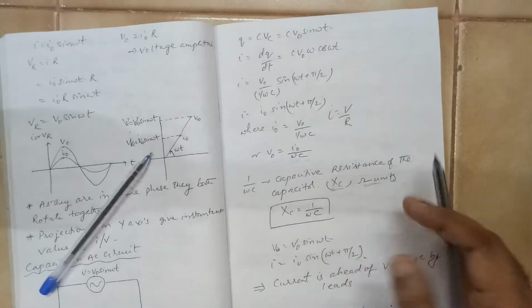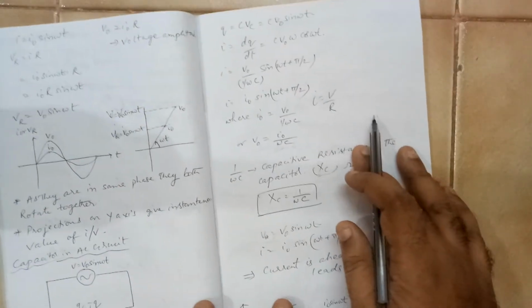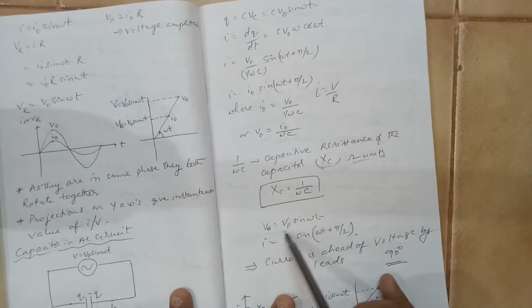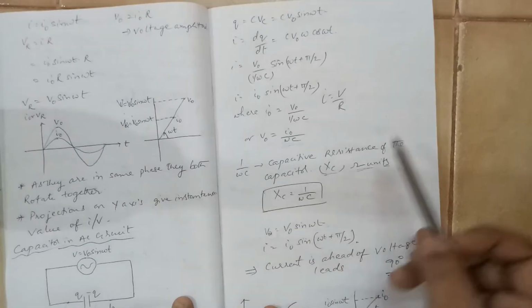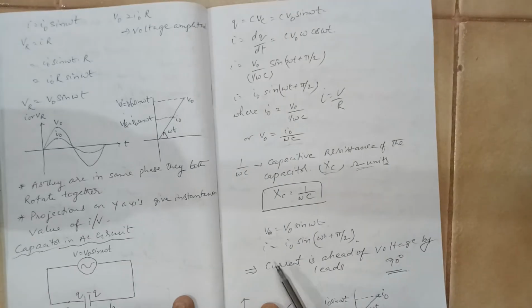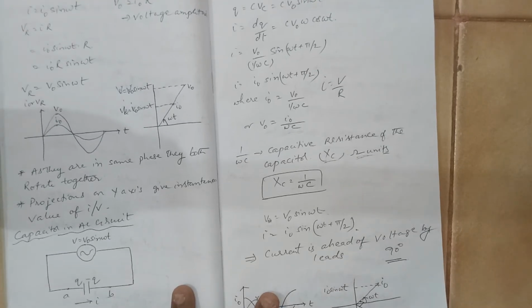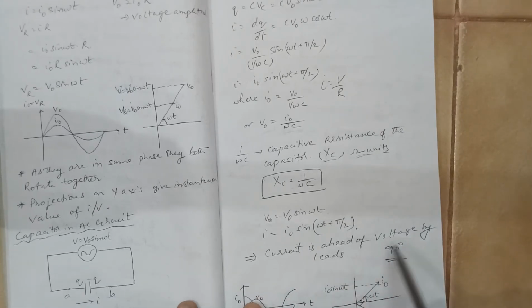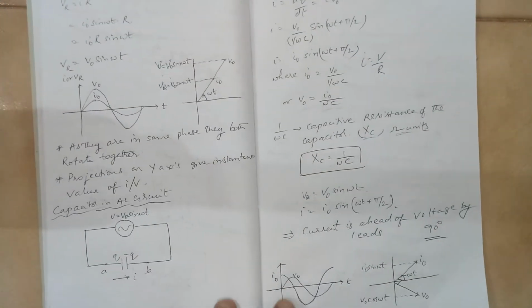Now this voltage is V0 sin omega t, and you have observed that this current is I is equal to I0 into sin of omega t plus pi by 2. You can see that there is a phase difference of 90 degrees. In fact, the current is ahead of voltage by 90 degrees. Okay, they are not in phase. Here they are in phase, but here they are not in phase.